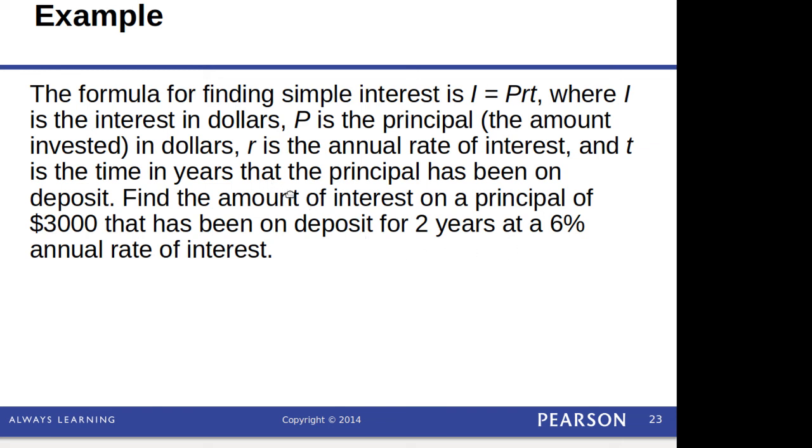So if we look at this problem, it gives us our formula, and it says, hey, find the amount of interest, which is going to be I, on a principal of $3,000, which is going to be P, that's been deposited for 2 years, well, that's T, at a 6% rate. So we have a formula, and we measure things that can go into the formula.